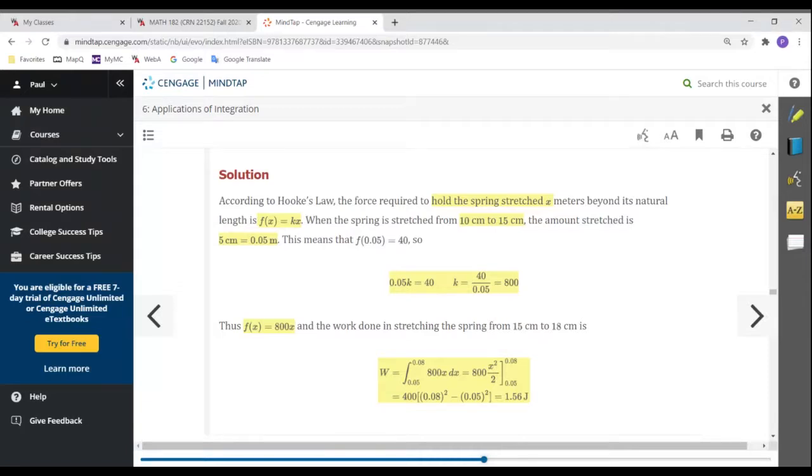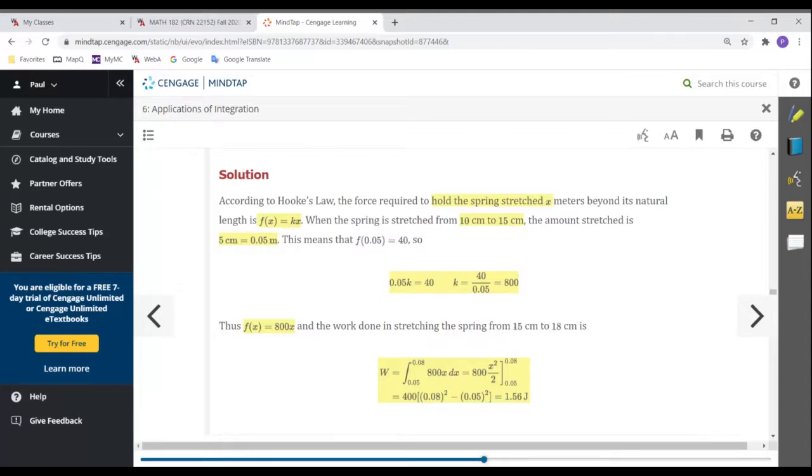I want to say this the right way. When you stretch the spring from 10 centimeters to 15 centimeters, the amount stretched is 5 centimeters, and 5 centimeters in meters is 0.05 meters.